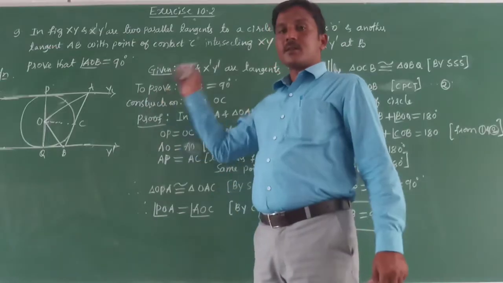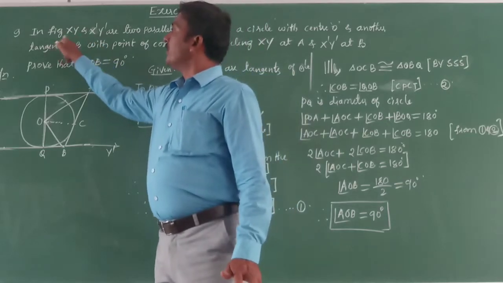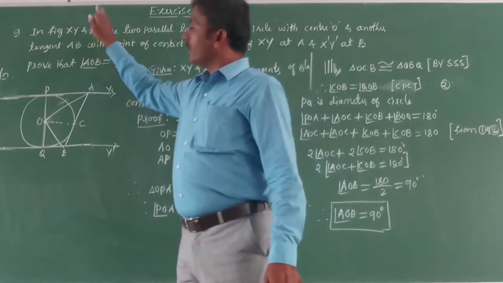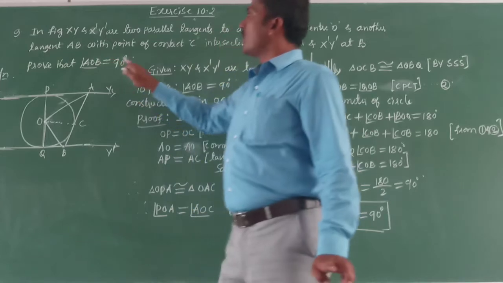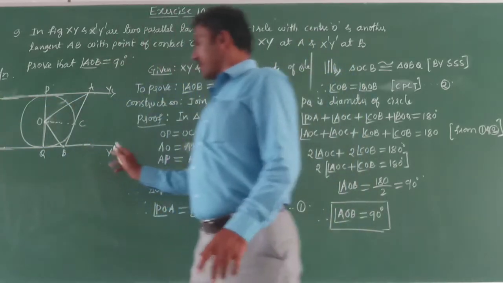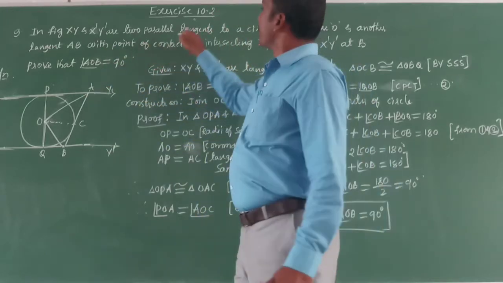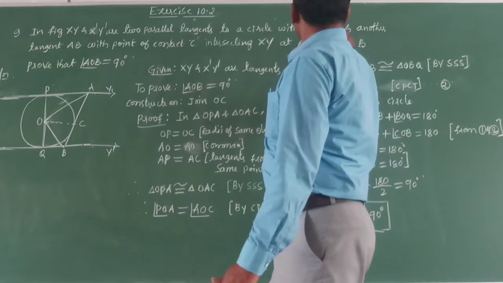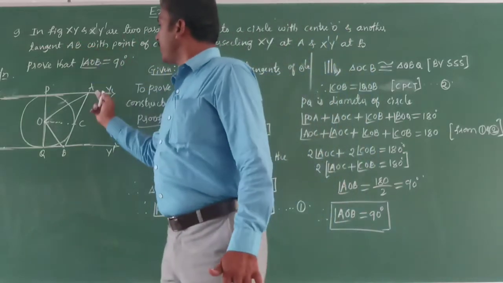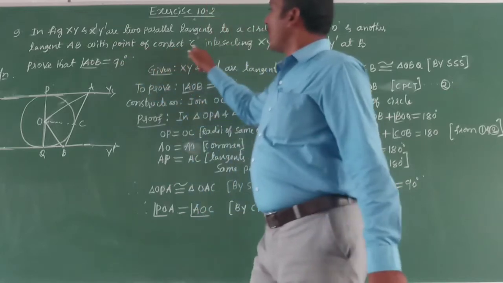Now I discuss the ninth question from exercise 7.2. In the figure, XY and X'Y' are two parallel tangents. This is XY, this is X'Y'. These two are two parallel tangents to the circle with the center O, and another tangent AB with the point of contact C.